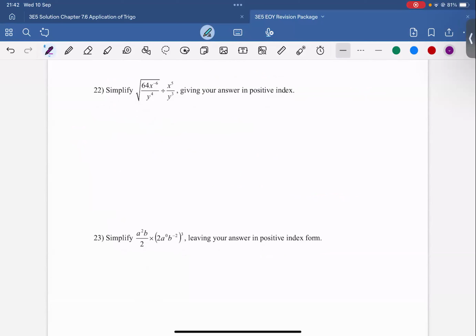Put to positive index. So first you must know that square root is actually power half. Okay, we change the power at the same time we change the divide to times. Okay, next what I would prefer to do is I would like to change the negative power to positive power. So how do I change x power negative 6 to positive? I just bring it down to the denominator. It becomes x to the power 6.